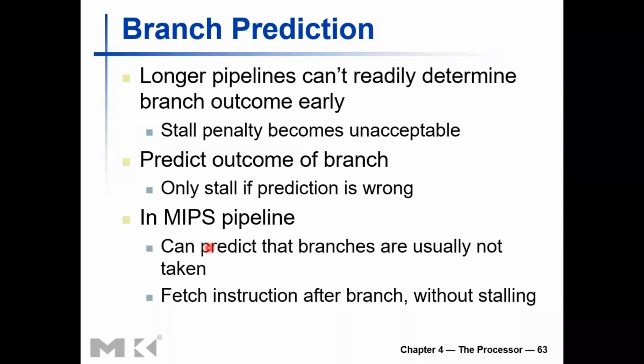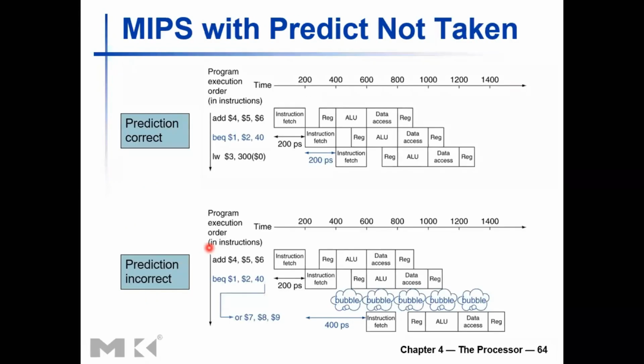If the prediction was correct, we have nothing to change. We can just let the fetched instruction go into the execution stage. Otherwise, we have to discard that instruction that was just brought and fetch the instruction from the actual branch outcome, which we predicted wrong. So here's an example. We have a simple add instruction, done, no issues. Then we have a branch instruction: if the values of registers 1 and 2 are equal, branch 40 instructions ahead.